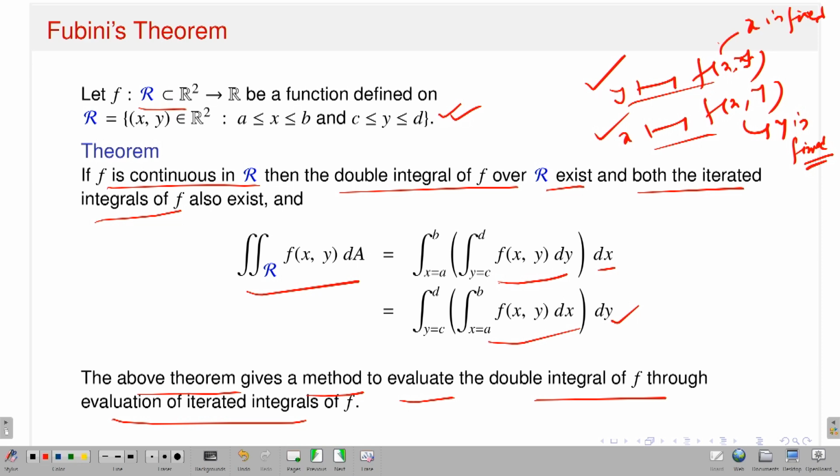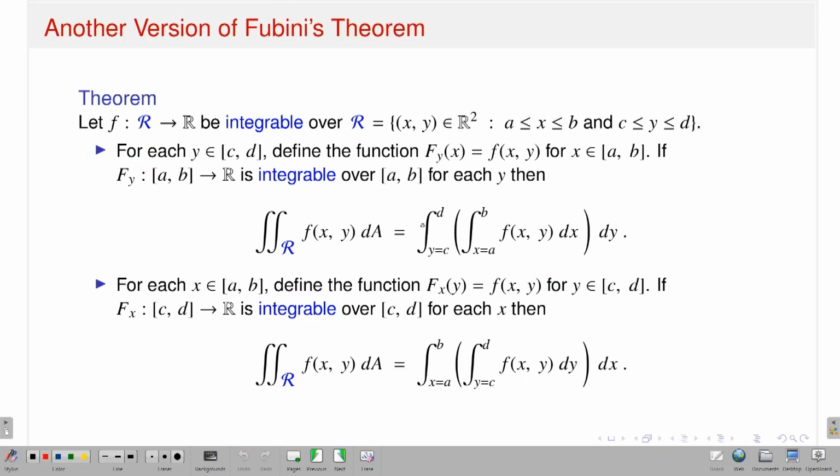I will discuss one example, then it will be more clear. Okay, this is another version of Fubini's theorem. Earlier I assumed continuity, but a slightly relaxed condition is possible. Let f be a function from R to R, where again R is a bounded rectangular region. The assumption is the following.